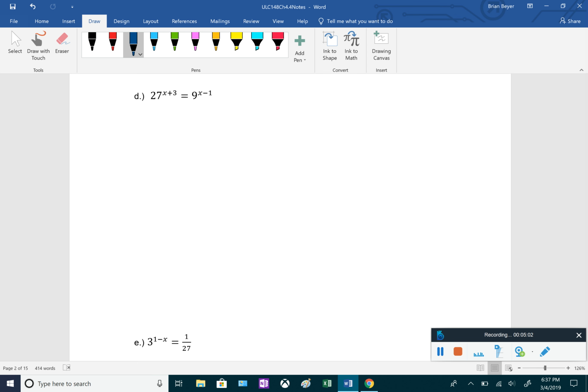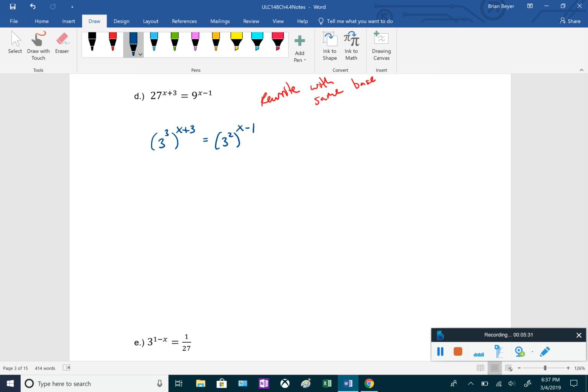Next one, we have 27^(x+3) equals 9^(x-1). So both of these, we're going to have to rewrite. We can rewrite both of these with base 3. 3 cubed equals 27, and 3 squared equals 9. So make sure you have parentheses.